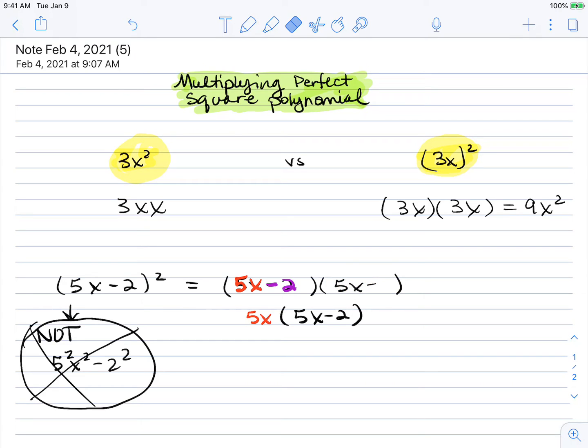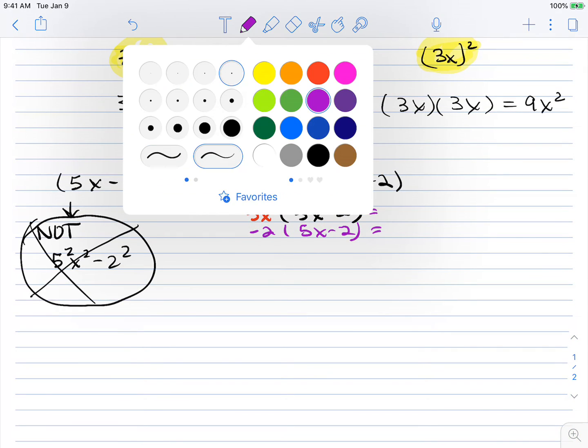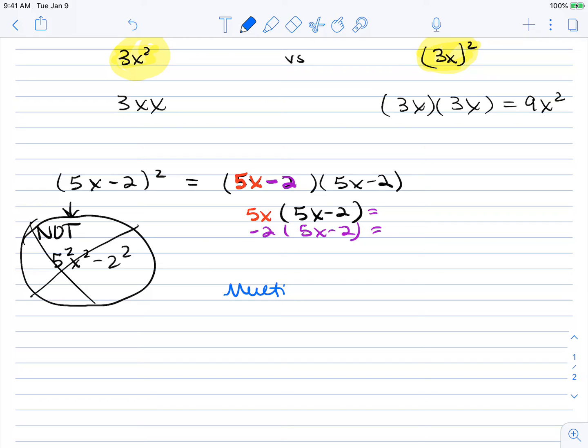So I've got this 5x times the first parenthesis group, and I have this negative 2 and the 5x minus 2. And when I multiply polynomials, I multiply the coefficients and I add the powers on common bases. So I'm going to write down that rule and say I multiply the coefficients, and then I add powers on like bases.